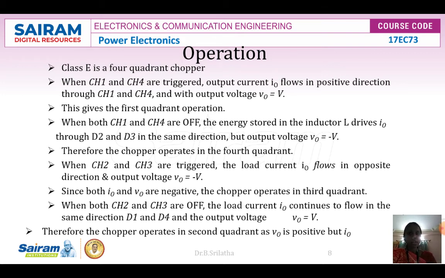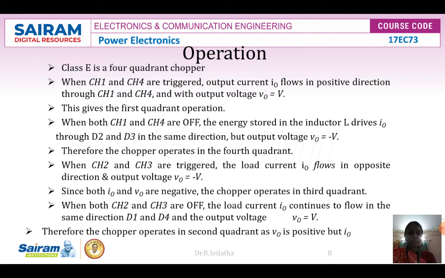First, initially, chopper 1 and chopper 4 are on, which means the output voltage is positive and the output current is also positive. That is the first quadrant operation. Next, we make chopper 1 and chopper 4 off, but D2 and D3 are on. Only because of the diodes, the output voltage is negative.